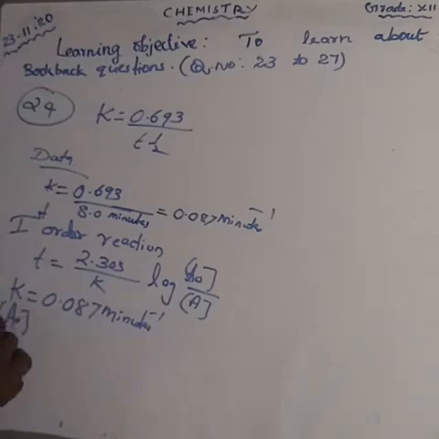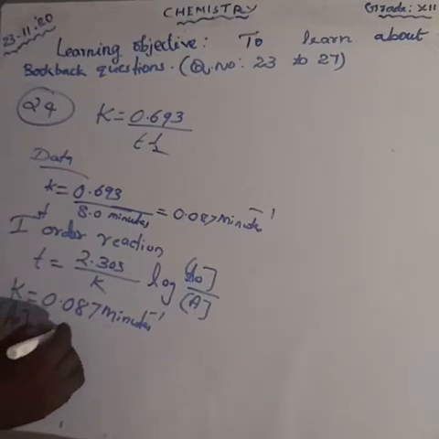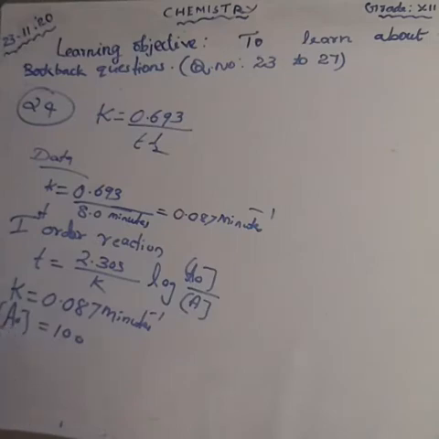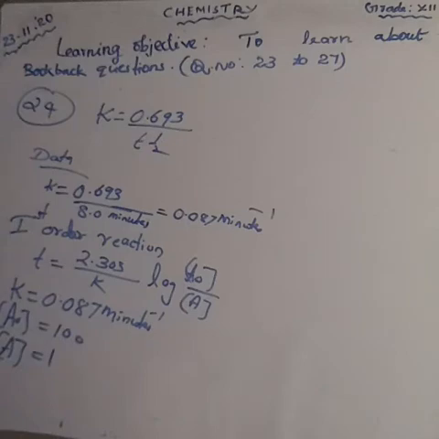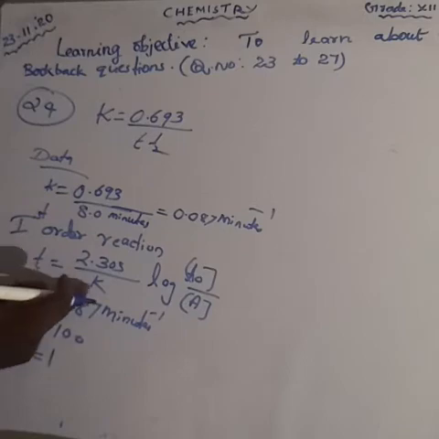What about the A naught? A naught is the initial concentration, we are taking it as 100. And what about the A? It is already given that it is reduced to 1% of the initial value. That is, it can be taken as 1. Okay. Now we are going to substitute and find the answer, as per this formula. We are going to calculate time T, not K.